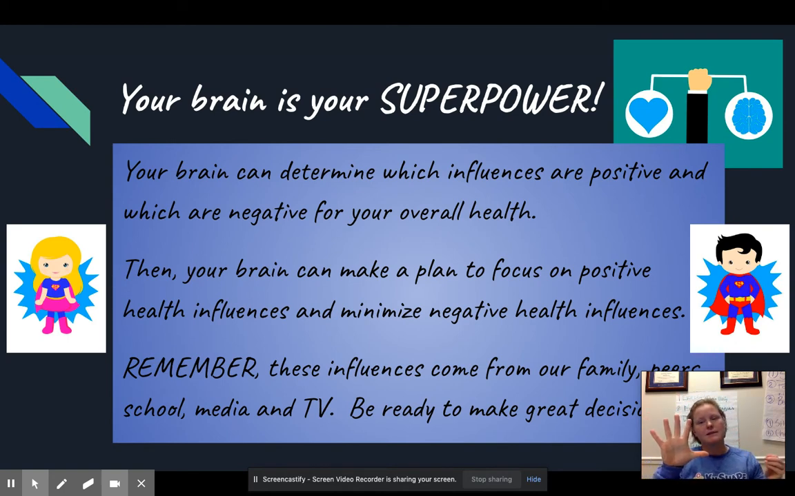But what happens sometimes is influences keep coming in, and keep coming in, and try to trick our brain to think we might want to drink soda pop. Okay. Your brain is your superpower. You can be a super kid because you can use your brain to make a plan to focus on positive health influences, right? Making sure that you're getting your exercise and your fruits and vegetables in. And then you can use your brain to minimize negative health influences, to ignore that macaroni and cheese commercial.